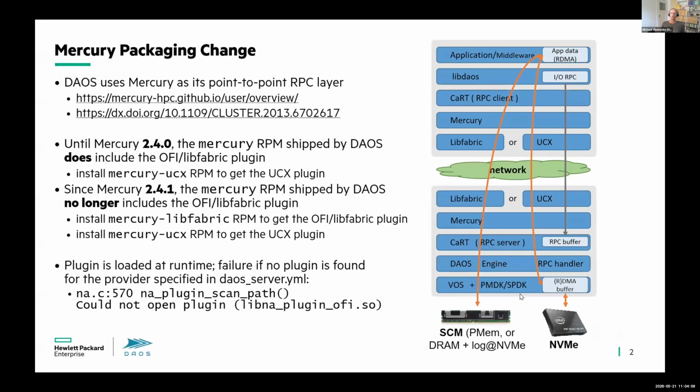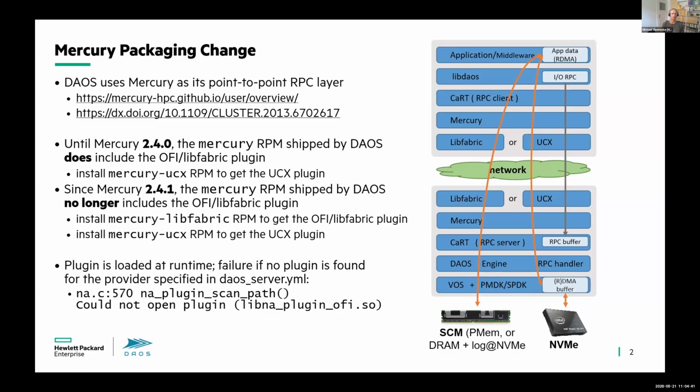Let me start with a trivial but important packaging change. We are using Mercury as our point-to-point RPC library, and I've linked the documentation here, and we've talked about that in various other forums. The Argonne team and our engineers have done some presentations at the Cray user group, so there's a lot of information already about Mercury and how it fits in.